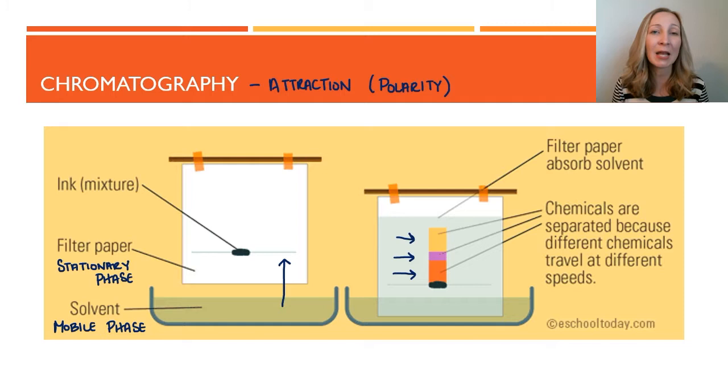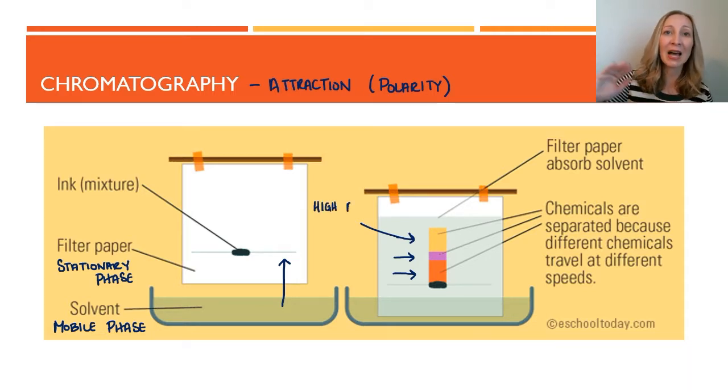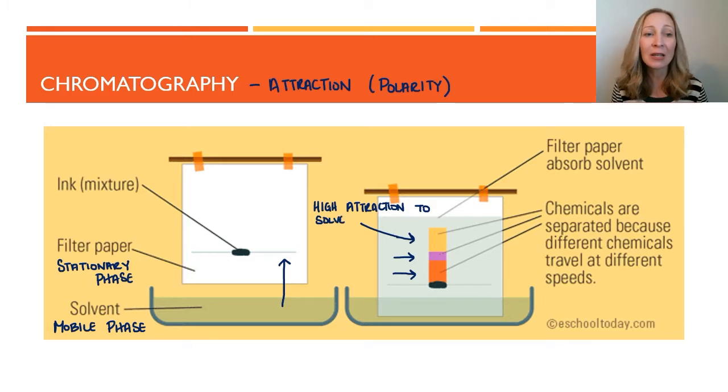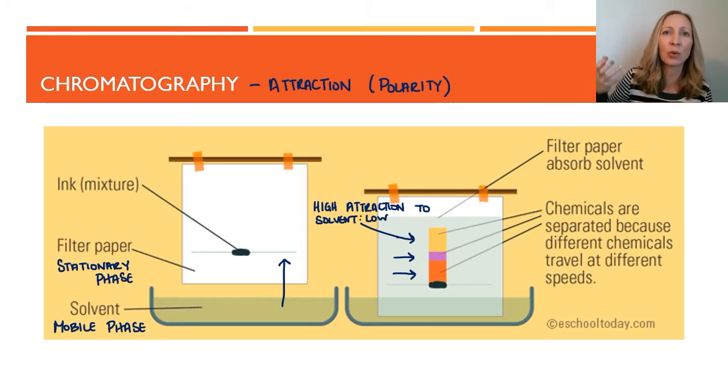But each pigment has a different polarity and a different level of attraction to the filter paper. So let's take a look at this tan color. The tan color rose the highest and traveled the fastest up the filter paper. What that means is it has a very high attraction to the solvent, but it's not very attracted to the paper. If it was more attracted to the paper, it would have stuck to the paper at the bottom and would have had a hard time going all the way to the top.